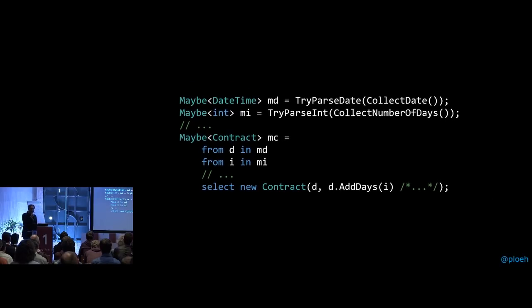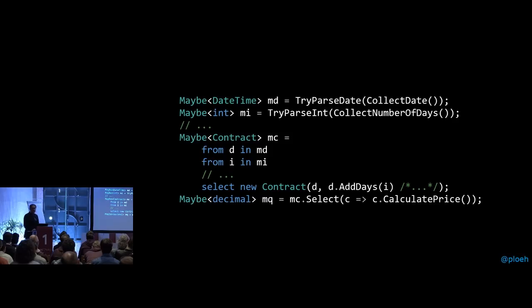Let's try it again. We know that maybe of t is a functor, so that means it supports a structure-preserving map. So what if instead we just did something like this, where we say, let's just call select on MC, and that means inside of that we'll pass a lambda expression that calls c.calculatePrice. And the output of that is a maybe of decimal, and it's a structure-preserving map. If maybe of contract was populated, then the maybe of decimal is also going to be populated. If it was empty, then the result is going to be empty as well. But it's safe. You don't need to do any if-else checking. It doesn't throw exceptions. This is always safe to do.